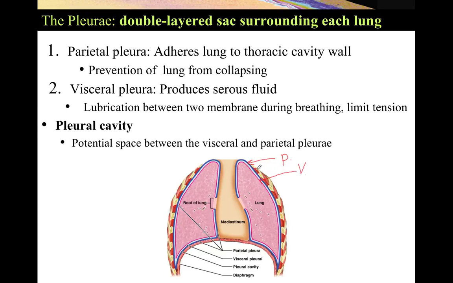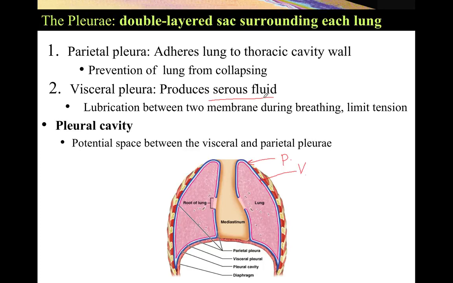Now, the gap that you have between these two membranes is referred to as the pleural cavity, and it is filled with a little bit of fluid referred to as the serous fluid. The job of this serous fluid is to ensure that the two membranes basically stick together. The example that I want to give you is if you have two glass plates and you have a little bit of water between those two.